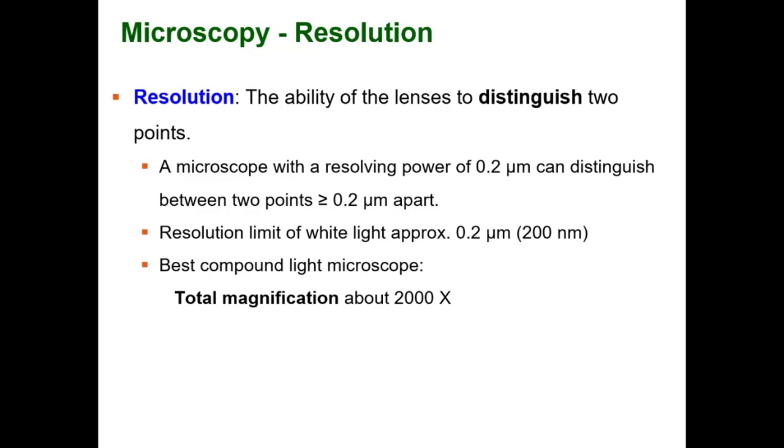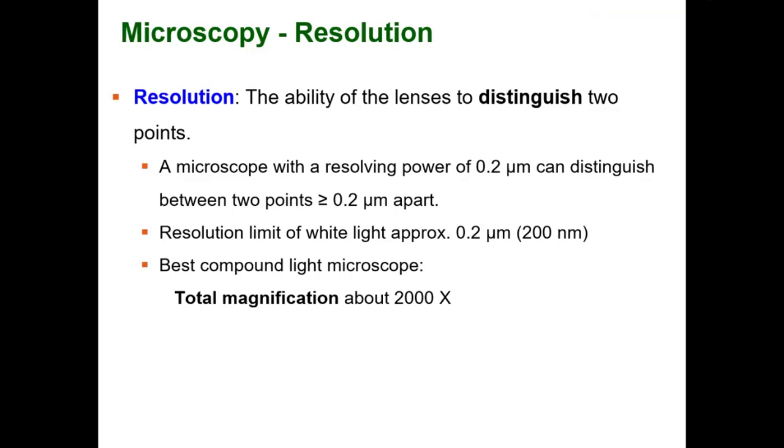The resolution of white light is about 0.2 micrometers. So this is the limit of a light microscope. The best resolution we can get using white light is 0.2 micrometers. And that is how far apart 2 points need to be before we can see them as 2 separate and independent points.